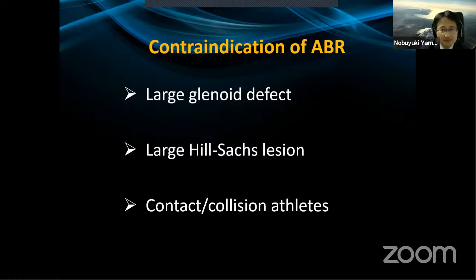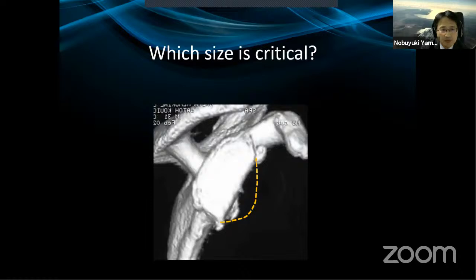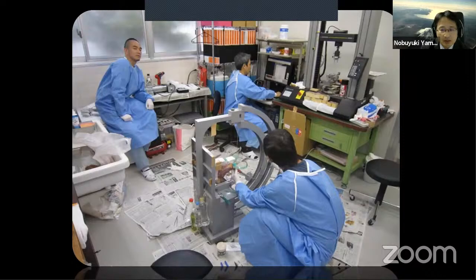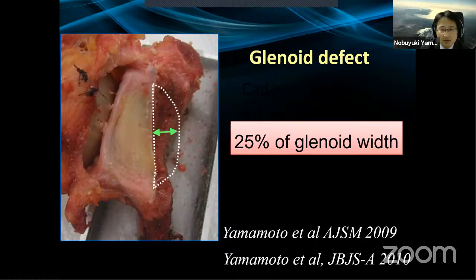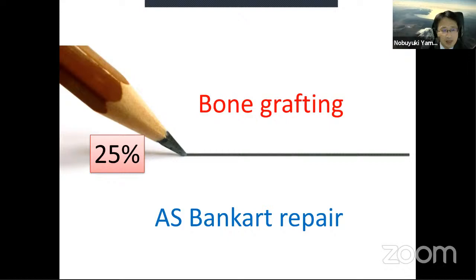Regarding the large glenoid defect, Burkhart reported that an inverted pear glenoid is not a candidate for arthroscopic Bankart repair. So which size is critical? We have been involved in shoulder biomechanics, and our study demonstrated that 25% of the glenoid width is the critical size. So we could draw a line between bone grafting and arthroscopic Bankart repair at 25%.